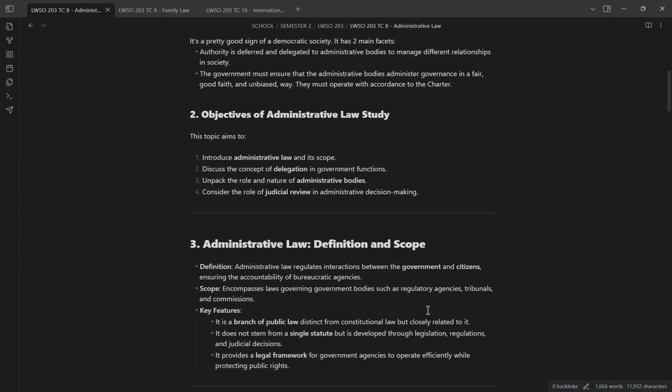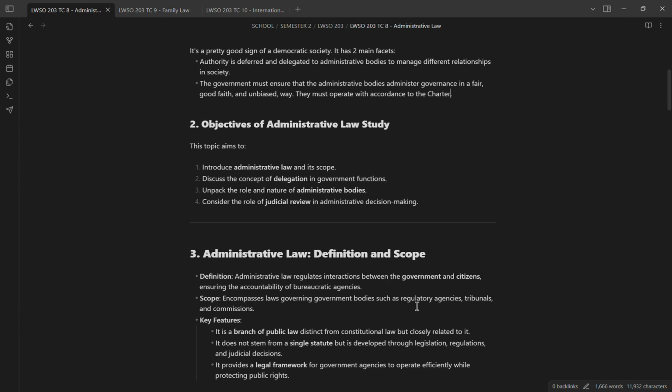So what are the objectives here? One, we're going to introduce administrative law. Two, we are going to discuss the concept of delegation in government functions. Three, we're going to unpack the role and the nature of administrative bodies. And four, we will consider the role of judicial review in administrative decision making.